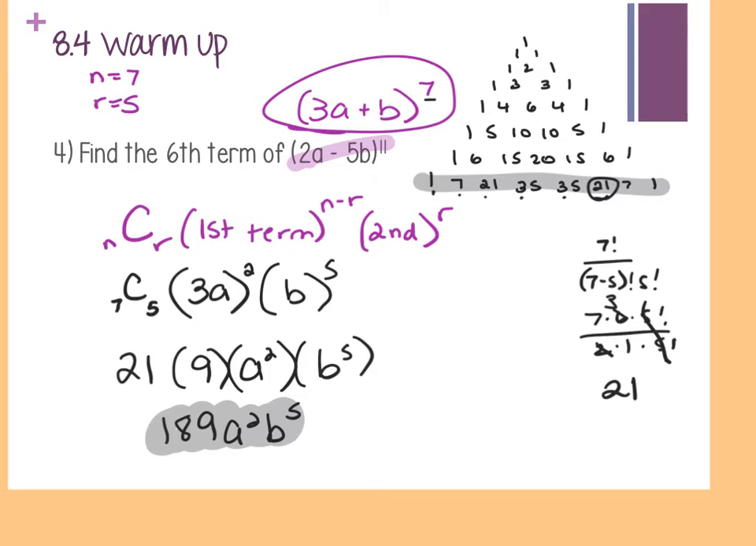R is 1 less than the numbered term they're looking for. So because they asked for the 6th term, R is 5.